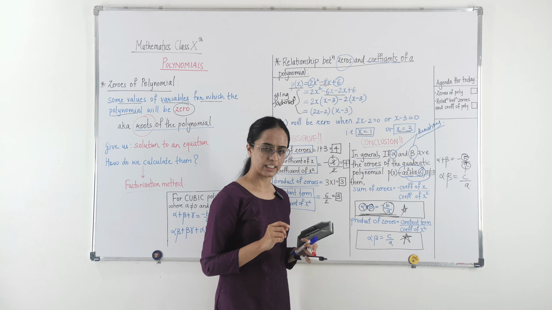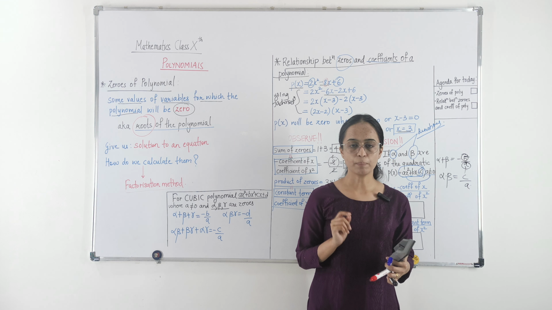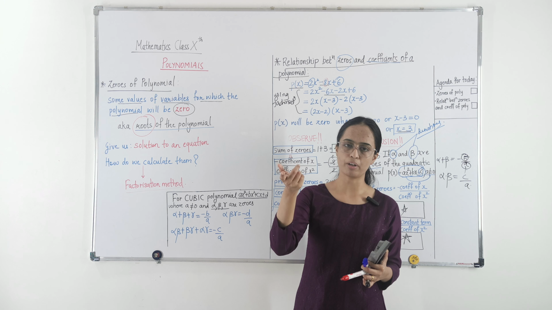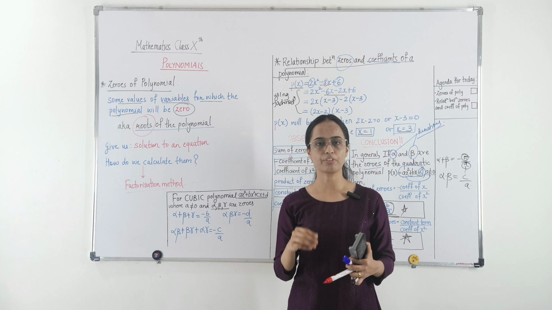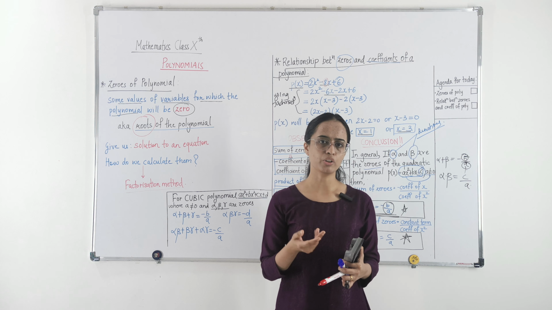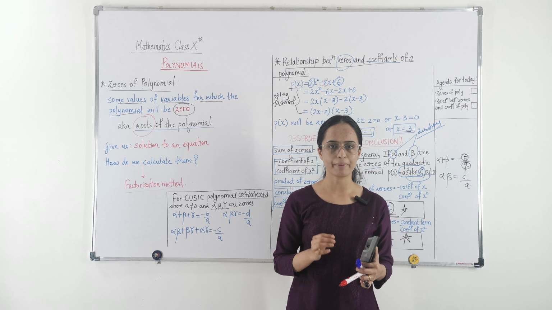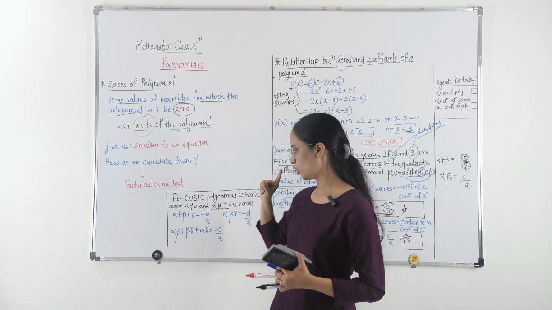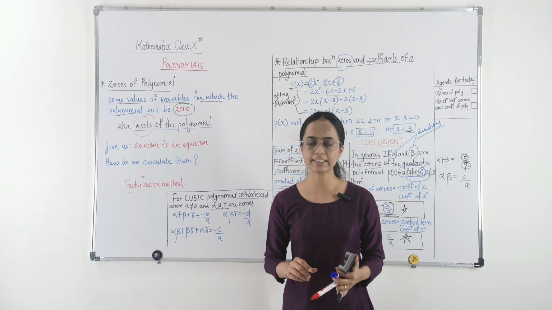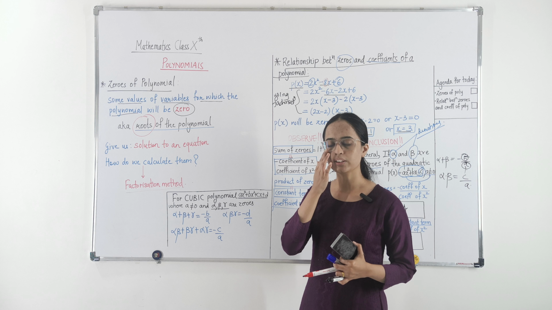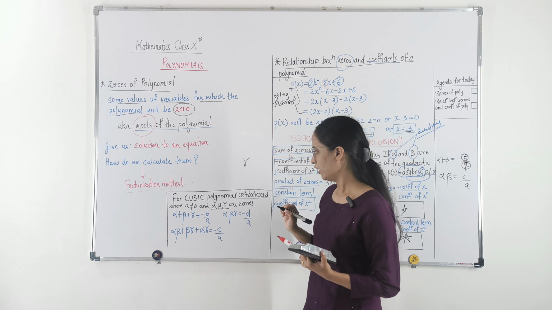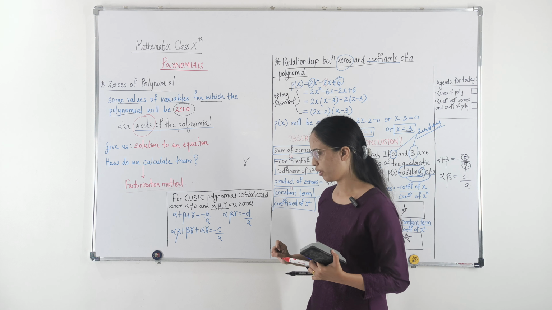Now you need to understand that the number of zeros depends upon the highest power of the polynomial. If the highest power of a polynomial is 2, it means that there are 2 zeros. If the highest power of a variable in a polynomial is 3, how many zeros would that polynomial have? 3 zeros. So in this case, since the highest power of the variable is 3, we would have 3 zeros, and we have taken the 3 zeros in general to be alpha, beta, and the third one is gamma.